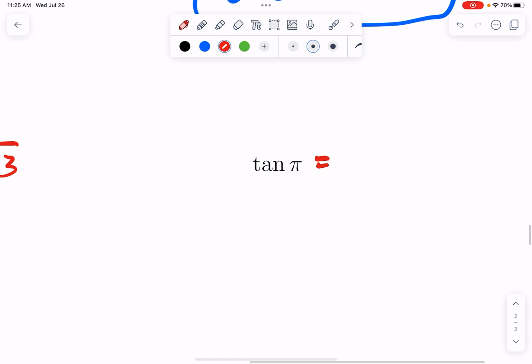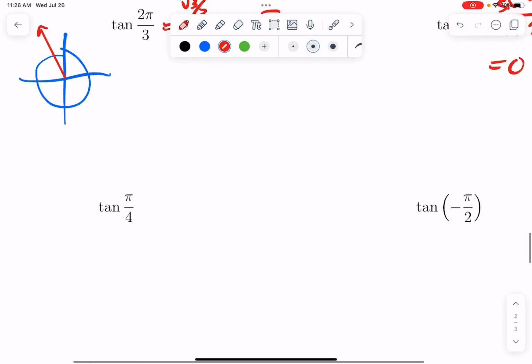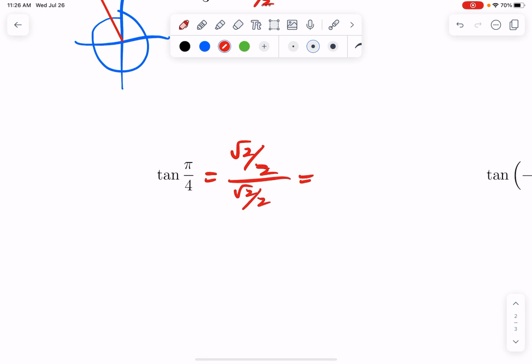Tangent of pi is sine of pi over cosine of pi. That's 0 divided by negative 1, which is just 0. Tangent of pi over 4, that's like 45 degrees. The sine of pi over 4 is root 2 over 2. The cosine is also root 2 over 2, and anything divided by itself is 1.